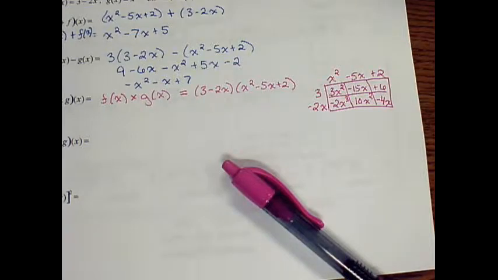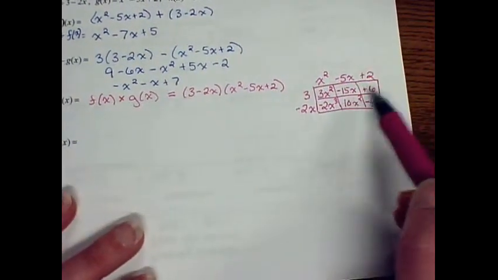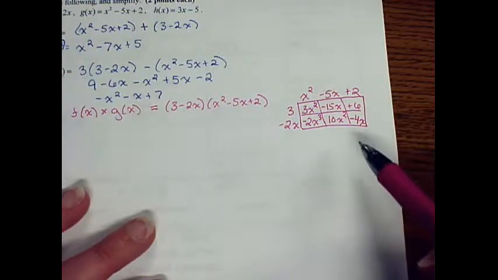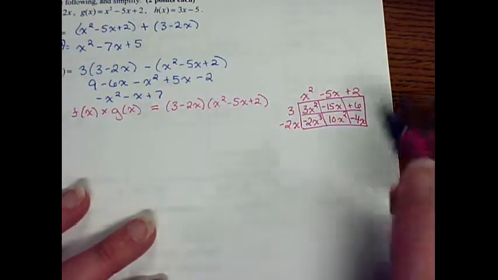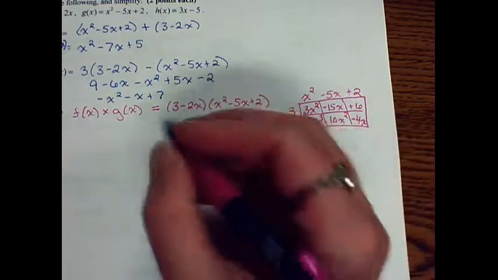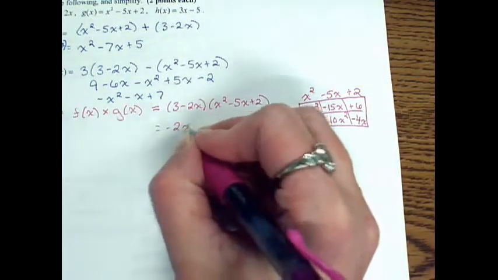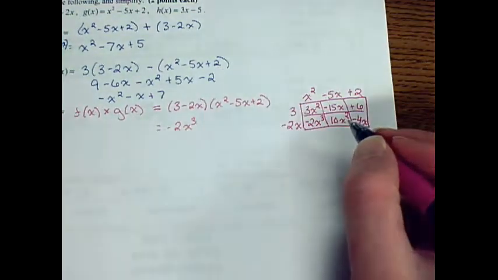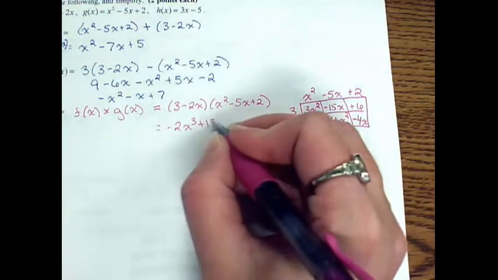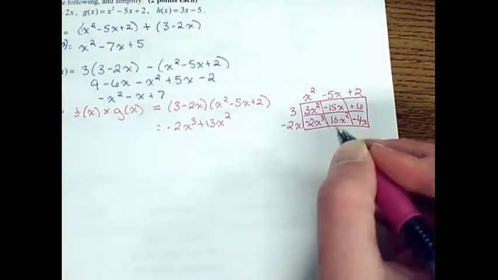All right, I was recording this video and it stopped part of the way through. So here's where I multiplied the two functions in the box, and now I can combine my like terms as I take it out. I've got negative 2x cubed. I've got 10x squared and 3x squared, so that's 13x squared.